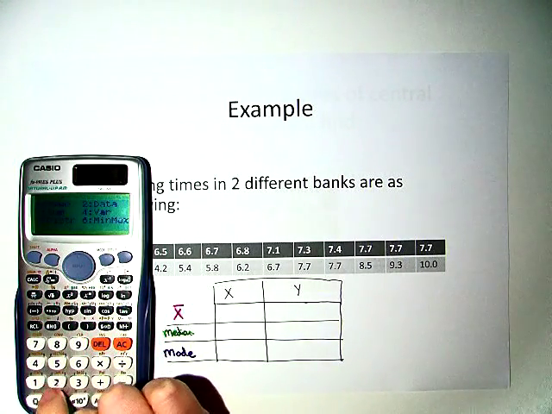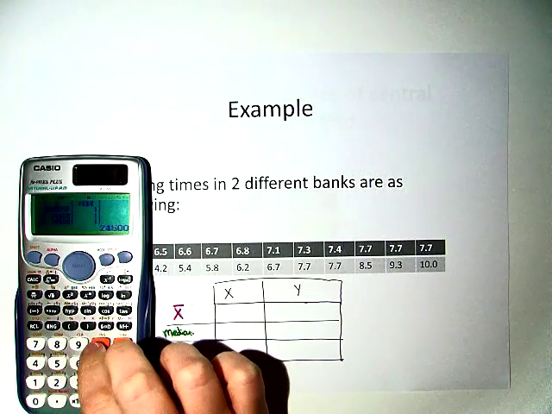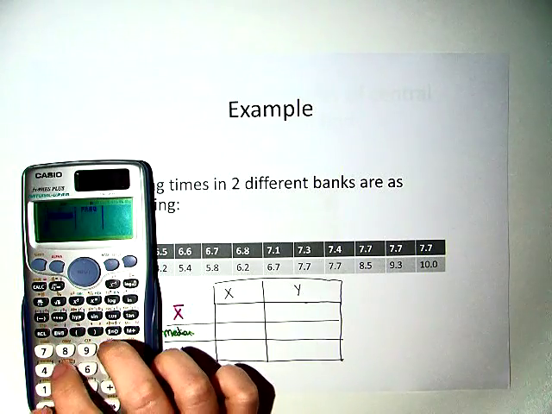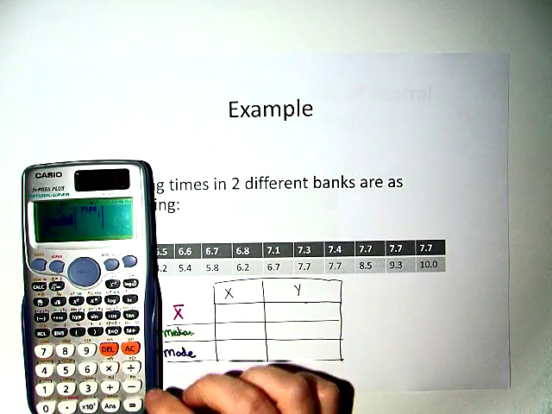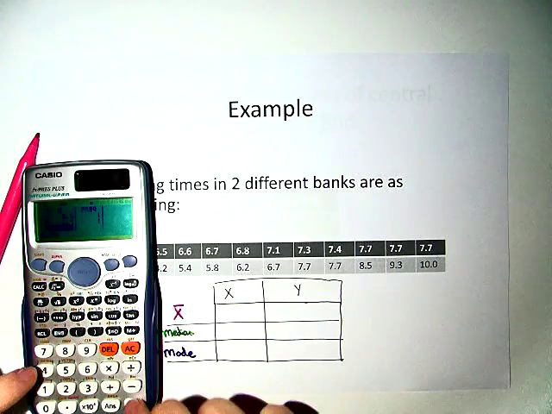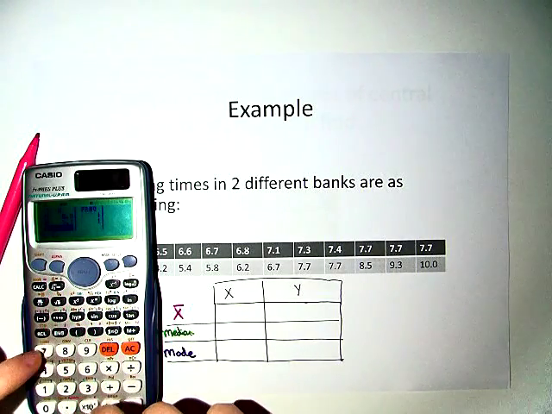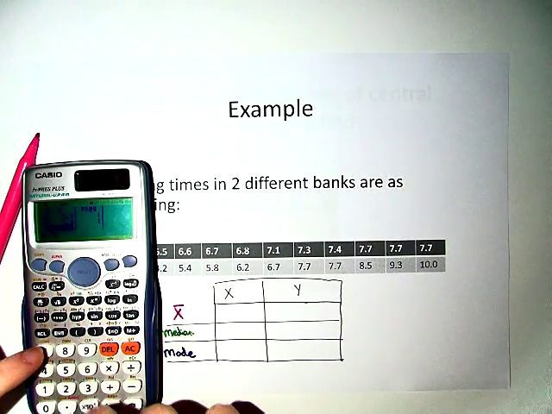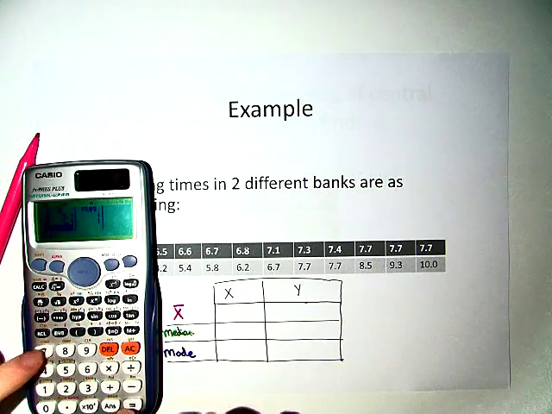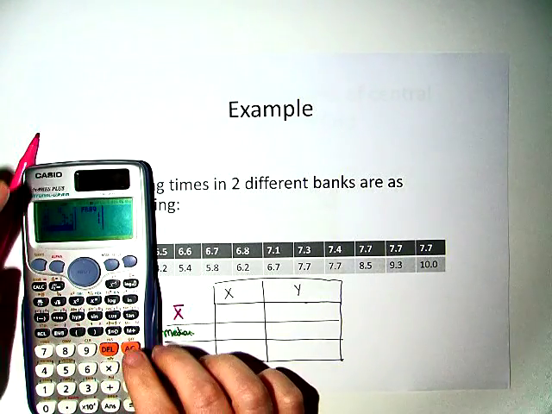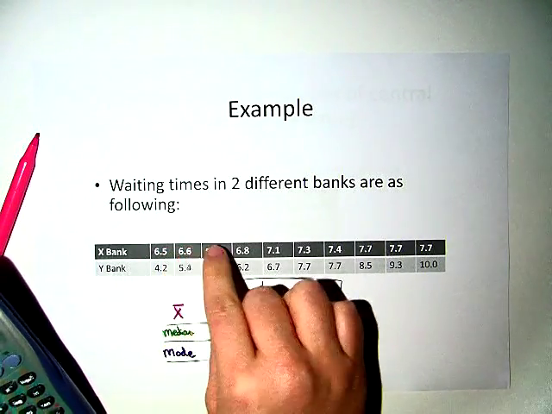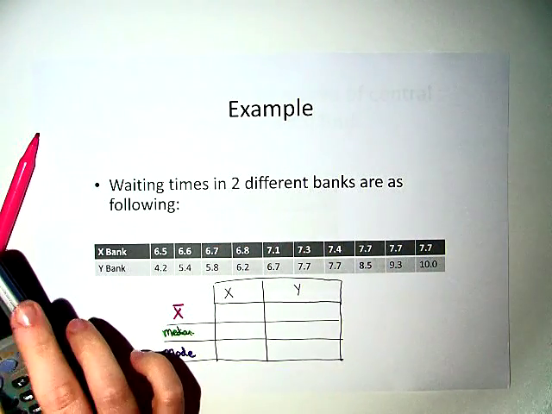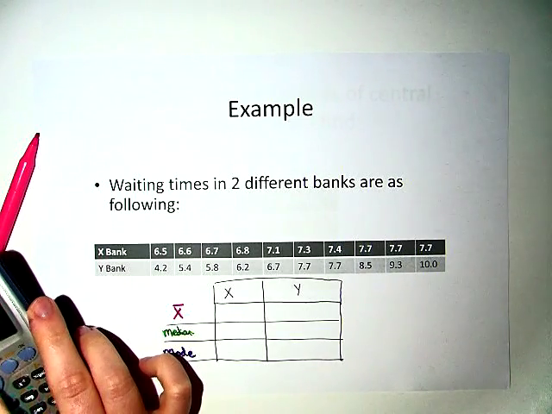Shift, stat, look at our data, clear out anything that may be in there. And we'll start with the X bank. 6.5, 6.7, 6.8, 7.1, 7.3, 7.4, 7.7, 7.7, 7.7. Okay, so 9, let's count. 1, 2, 3, 4, 5, 6, 7, 8, 9, 10. So there was one that we're missing. Let's go back and go through our list again.